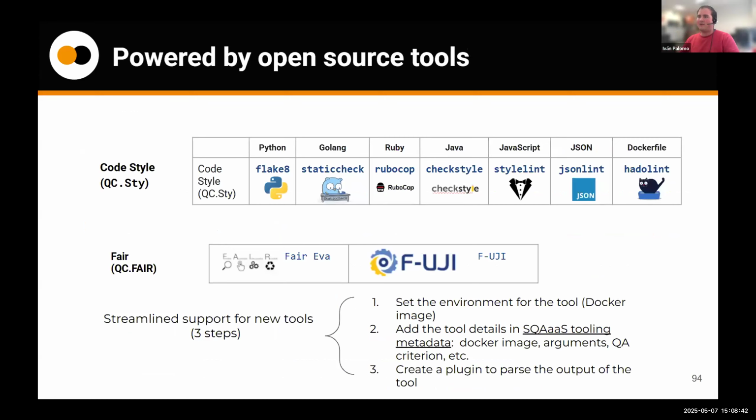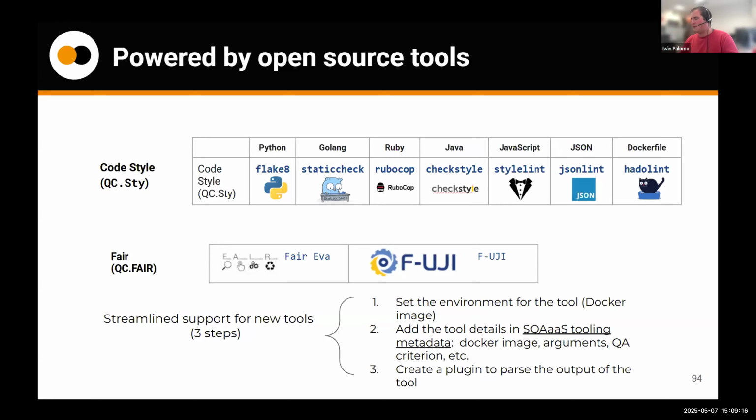In order to evaluate all of these different criteria, we are powered by open source tools. For example, for style, for each different programming language, we have a different tool that allows the software to evaluate. For example, for Python, we have Flake8, for Java, we have Checkstyle, for JSON, we have JSONLint, and others. Something similar happens with fairness, where we have two fairness evaluators, FairEva and Fuji.